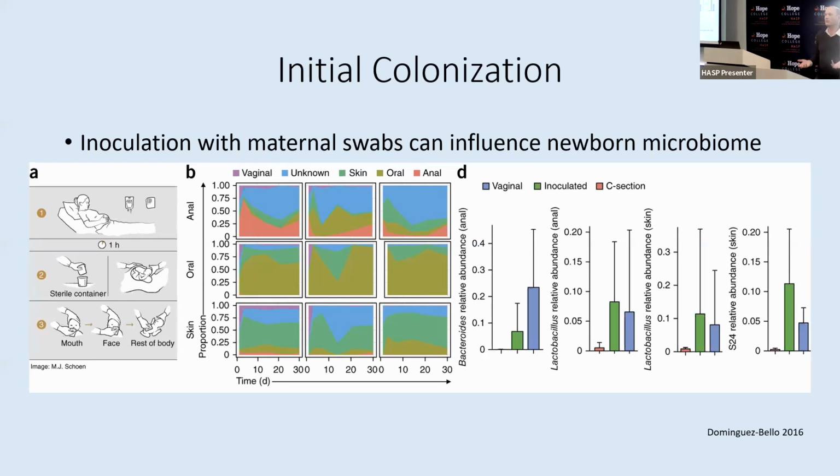Should we, in the case of a C-section, be inoculating the newborn? Give them some of the same microbial population that we see in a vaginal delivery. On the one hand, that sounds like a great idea. On the other hand, we have to remember that we don't know all the details about how all of these microbes are being established. And if we're just taking a swab, we don't know what we're transferring. We know it's going to be whatever is resident on the mother. We don't know the makeup of that population.